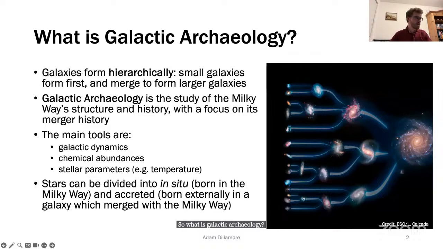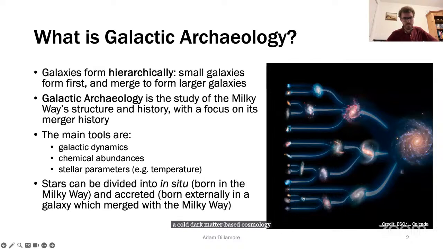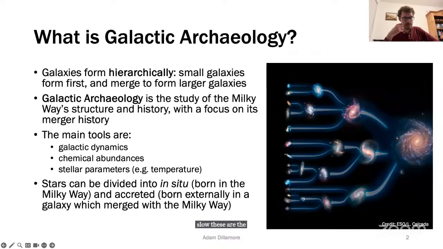Well, this is all based on the idea of hierarchical structure formation, which is a key idea in our model of cosmology. So we have a cold dark matter based cosmology, which means that we have dark matter particles which are reasonably slow. They make up much of the matter of the universe, not moving particularly quickly. This means that in structure formation, small galaxies form first, and then larger galaxies form by the merging of these smaller galaxies into larger ones, and then into galaxy clusters and so on.